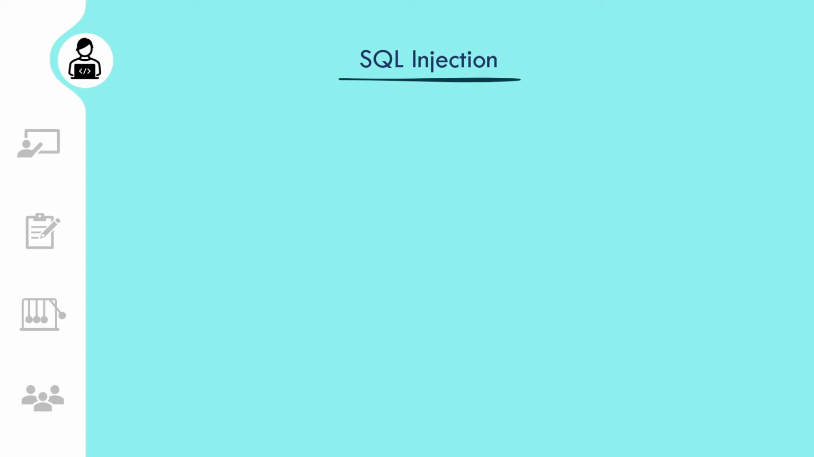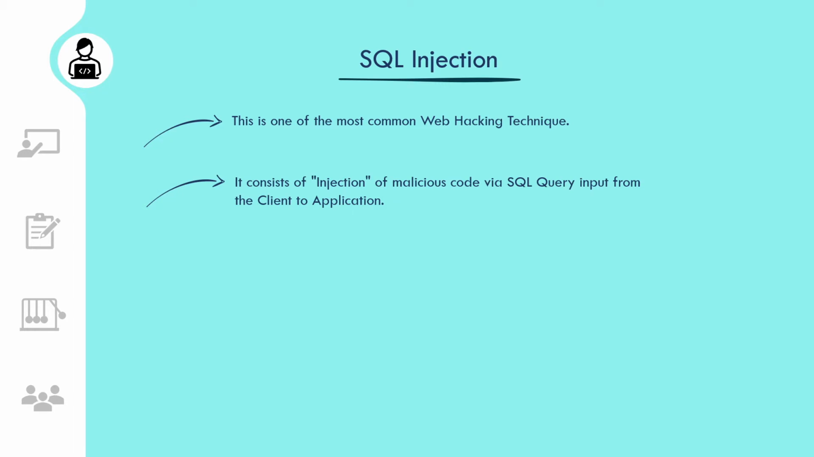First, let's look into an introduction to SQL injection. SQL injection is one of the most common web hacking techniques as per the OWASP top 10 list. If not dealt with correctly, it can seriously impact data integrity and security. Primarily, an SQL injection attack consists of the insertion or injection of malicious code through an SQL query from any input parameter like a search field or browser URL.